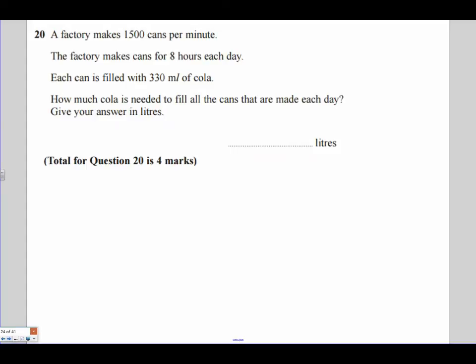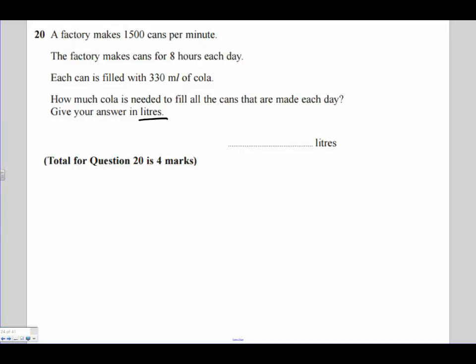Question 20. A factory makes 1,500 cans per minute. The factory makes cans for 8 hours each day. Each can is filled with 330 milliliters of Coke. How much cola is needed to fill all the cans that are made each day? Give your answer in liters.